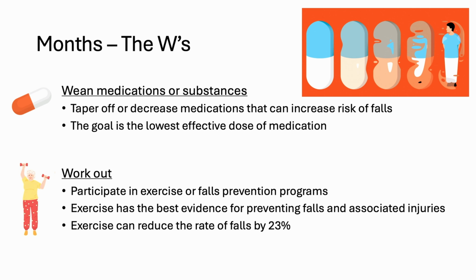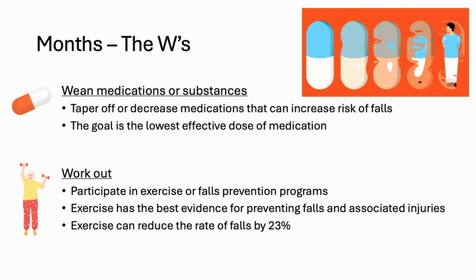So the first W in steps that you can take over a matter of months is to wean medications or substances. And I acknowledge that sometimes people will have been on these medications for years, and you cannot necessarily stop these medications cold turkey. So that's where we would try to take you off slowly by tapering or decreasing the dose over a matter of time, or try to lower the dose, because as you can see, the goal is always the lowest effective dose of medication. So it helps you, but it's at the lowest dose to try to reduce your risk of getting any of the side effects.